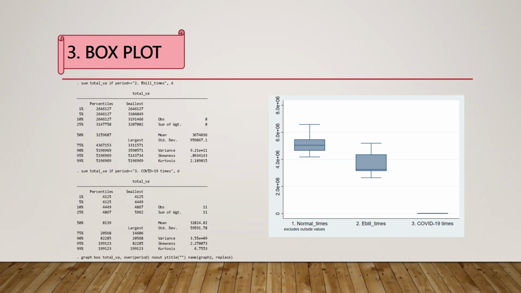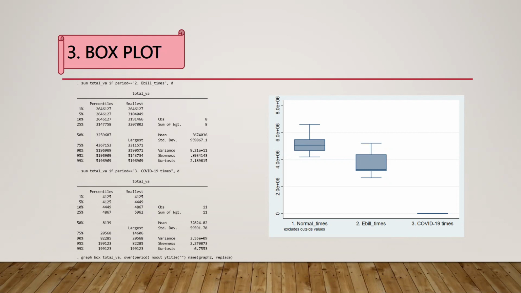And then at the very bottom of the left-hand side, we have the graph code, which is how to plot the box plot on the right-hand side. The code starts from graph, which is to plot a graph. Then we specify the graph type, which is box, because here we want to plot a box plot. And then we type the variable of interest, here total VA, and then comma, and then over period.